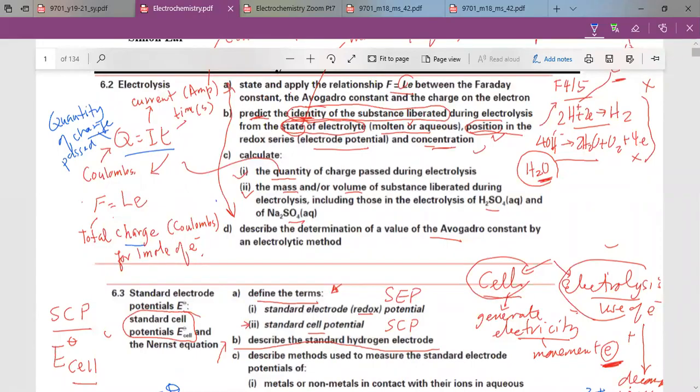Hi guys, today we want to finish off electrochemistry by the calculations. Here you can see electrolysis. There are three parts here I hope to finish, which is part A, state and apply the relationship F equals LE. F is the Faraday constant, L is Avogadro's number, E is the charge of one electron.